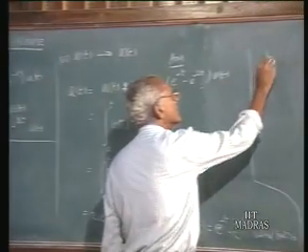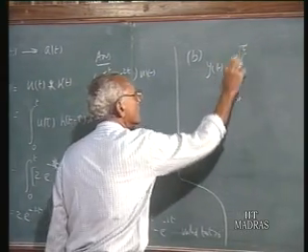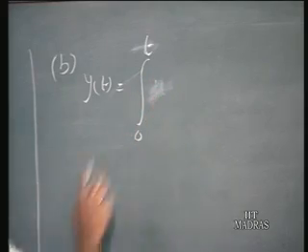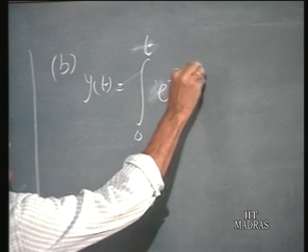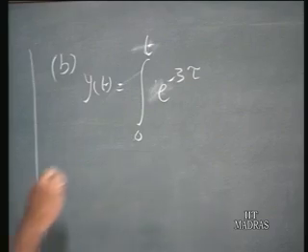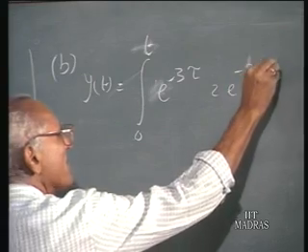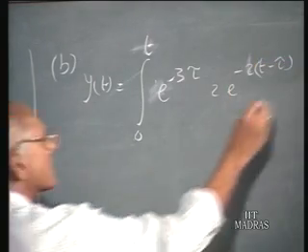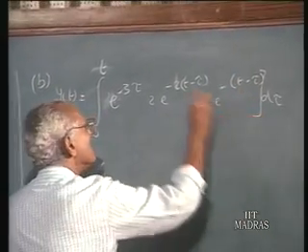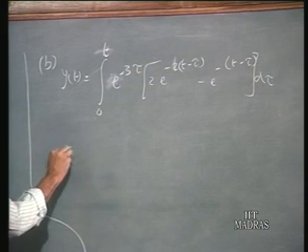The second part, the y(t) is now integral from 0 to t again, the input this time is e to the power of minus 3τ. This is going to be 1 for the range of integration. h(t-τ), that is 2e^(-2(t-τ)) minus e^(-(t-τ)) dτ. That is the integration that is to be done.